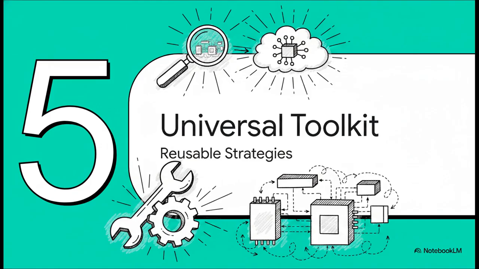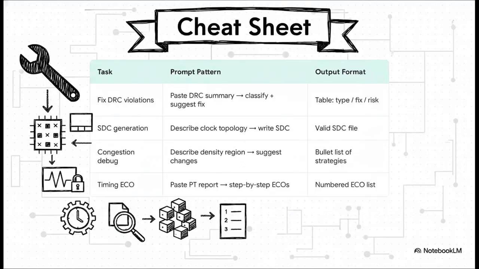So we've walked through the entire back-end flow, from floor planning all the way to sign-off. Now let's just zoom out for a second and pull all of these techniques together into a universal toolkit that you can use for pretty much any task you come across. Think of this as your personal cheat sheet. Each row gives you a repeatable pattern you can use. Need to fix DRCs? Paste the summary and ask for a table of fixes. Debugging timing? Paste the path report and ask for a numbered list of ECOs. These templates are your go-to starting point for almost any problem.